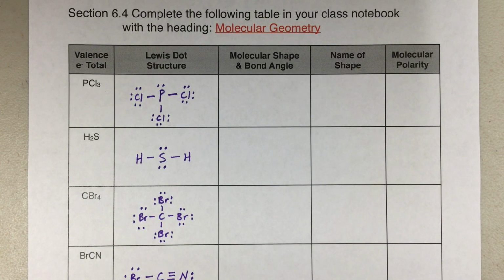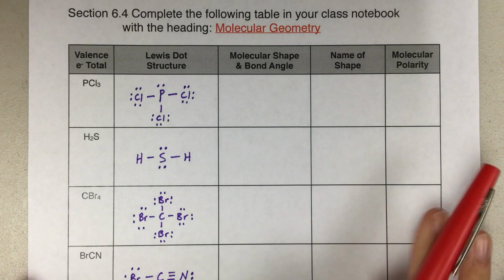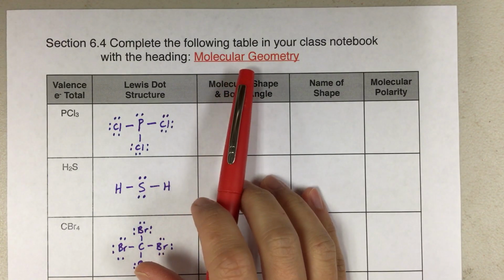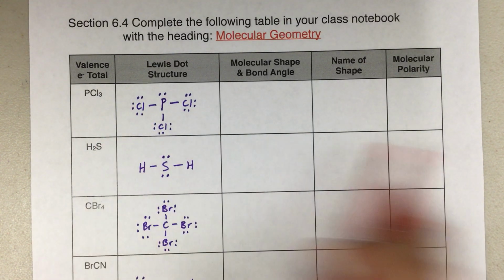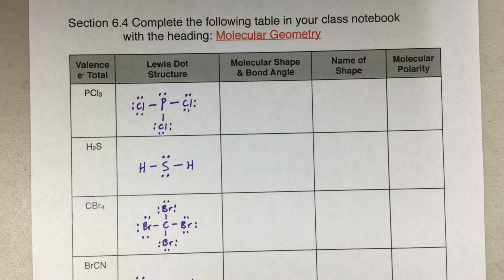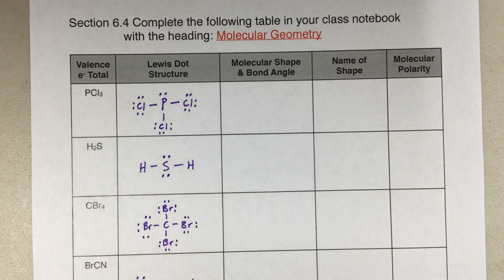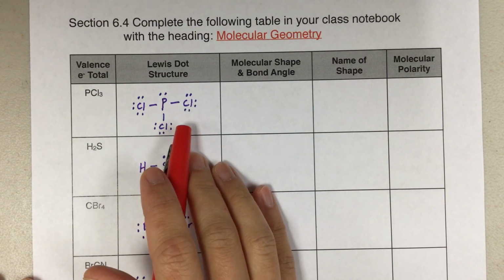Again, not doing the Lewis structures, but go through these. This is from your molecular geometry homework, which is to be done in your notebook. So you do not have this handout, you'll just copy it into your notes. Okay, so we're going to start out with the first one, PCl3. The Lewis structure is already done here.